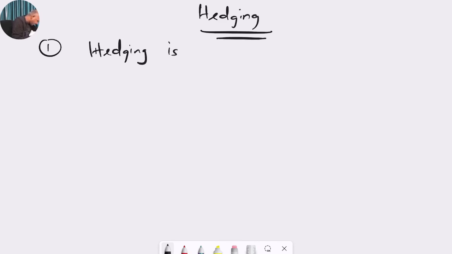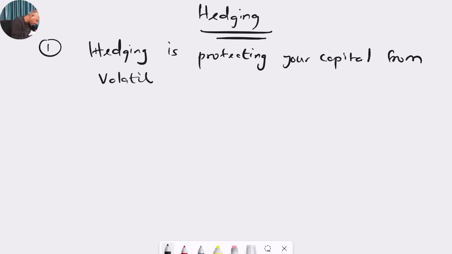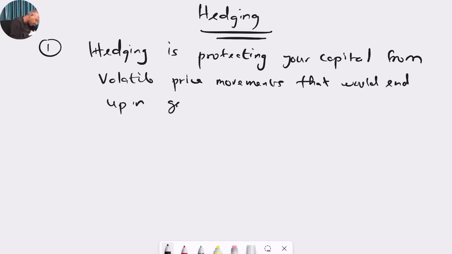The next concept is hedging. Hedging in option is protecting your capital from volatile price movements that would end up generating huge loss, right?